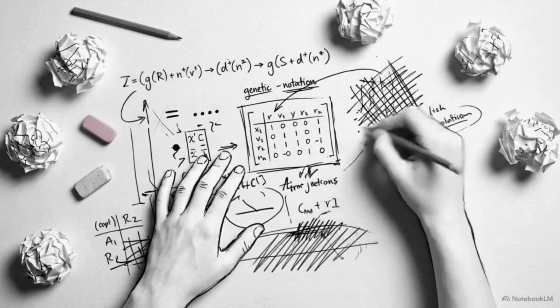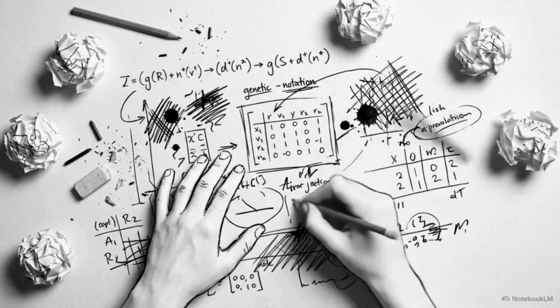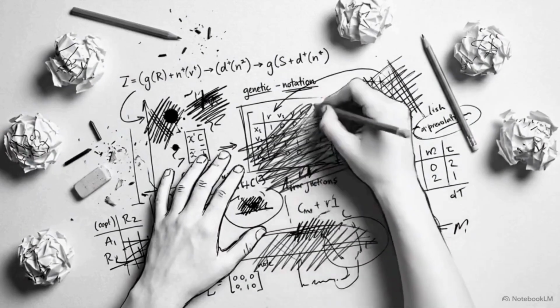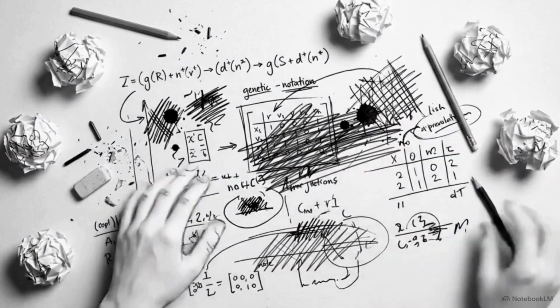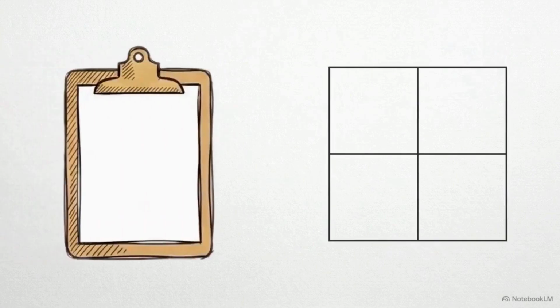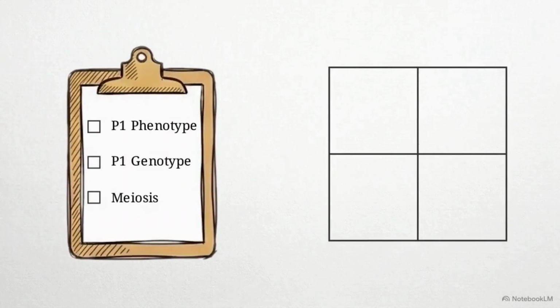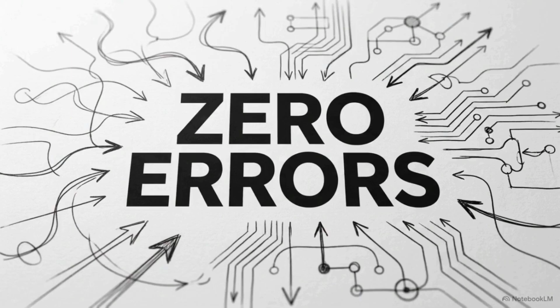You read the genetics problem, you draw the boxes, you plug in the X's and Y's, and you still get the wrong percentage. We are going to build a step-by-step framework to read the prompt, set up the cross, and pull out the exact percentages every single time.